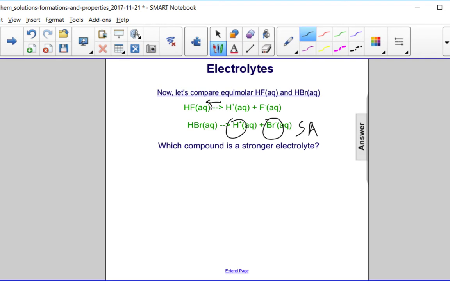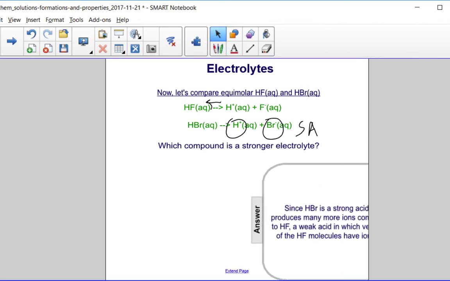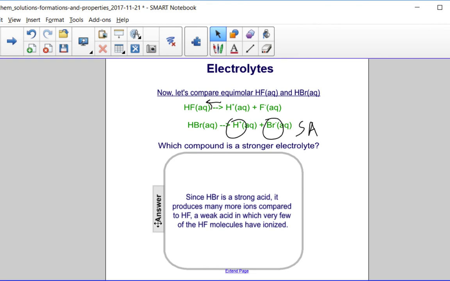Okay, and so because the HBr is the strong acid, which completely fully dissociates, it'll have more ions in the solution because it'll have only ions in the solution, and therefore be the stronger electrolyte.